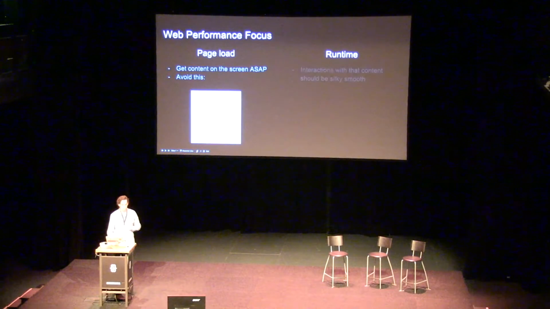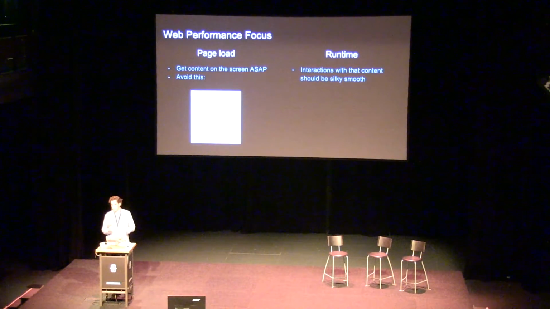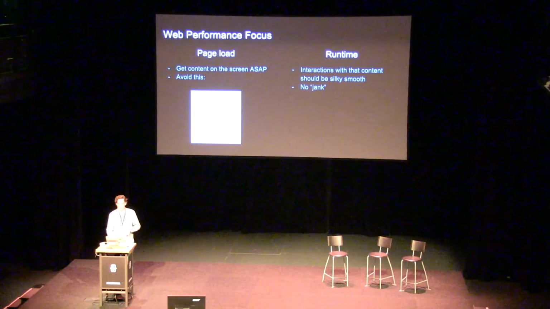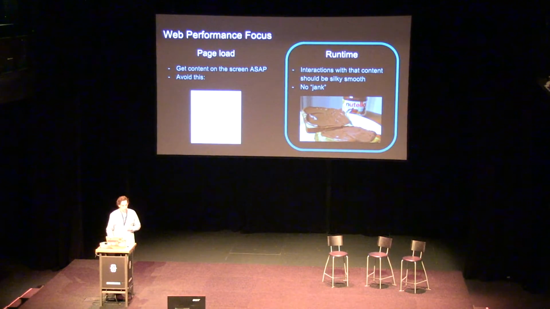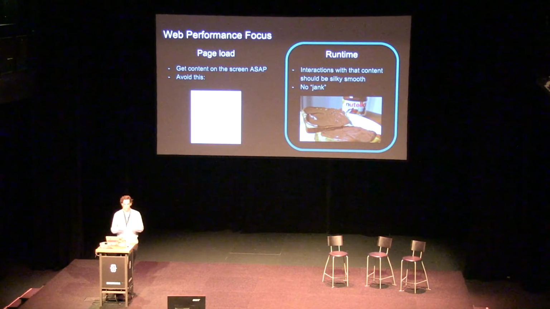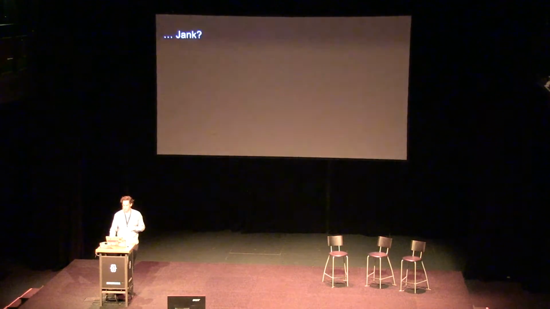The second focus is always on runtime performance. And runtime performance is all about, once you have that content on the screen, your interactions with it should be silky smooth. You don't want to have any jank in your application. And what this means to have this silky smooth animations, and what we're talking about when we talk about jank, this is the focus of this talk, I should say. That's what I wanted to highlight here. We'll not focus too much on the page load. We'll focus on avoiding that jank. But what is jank?